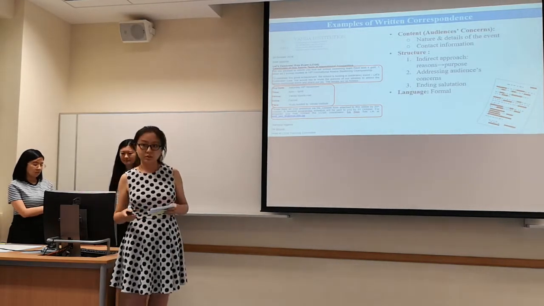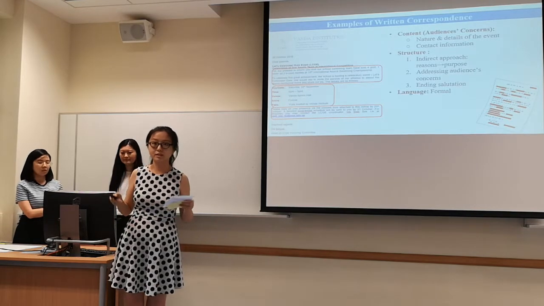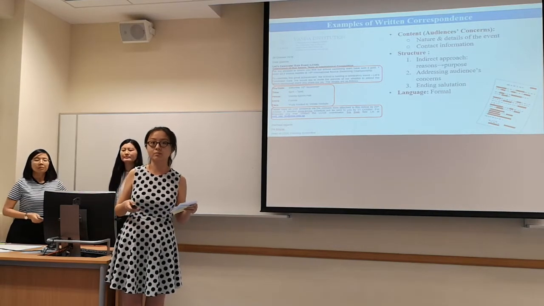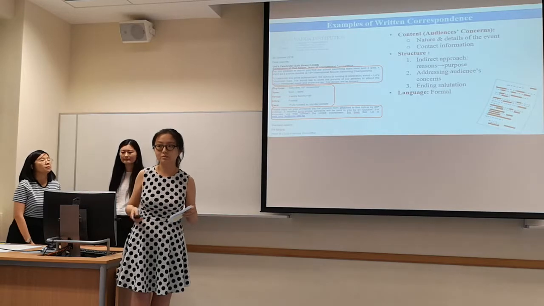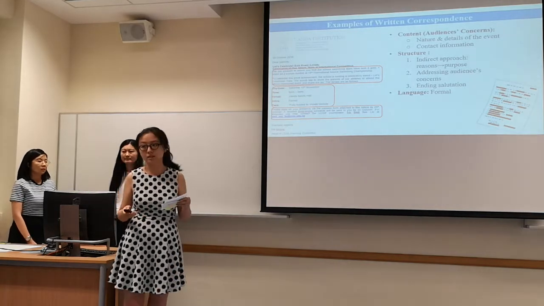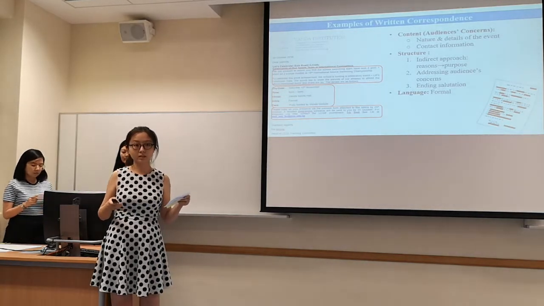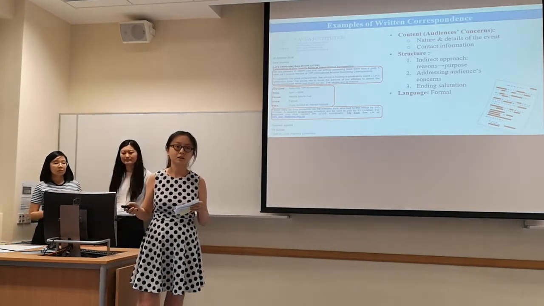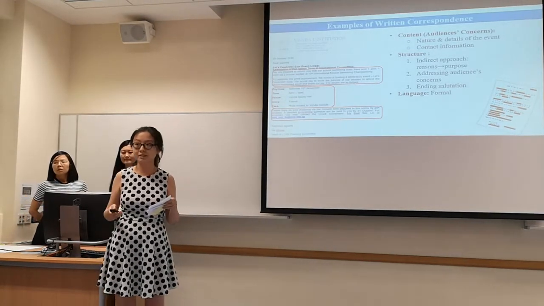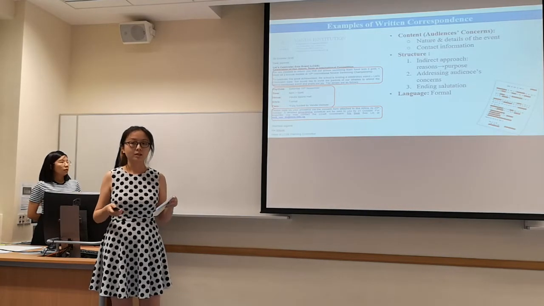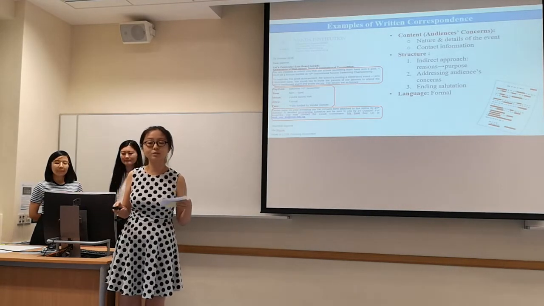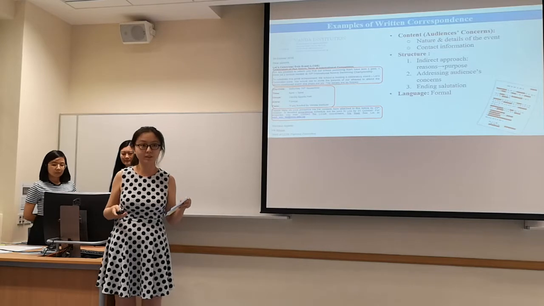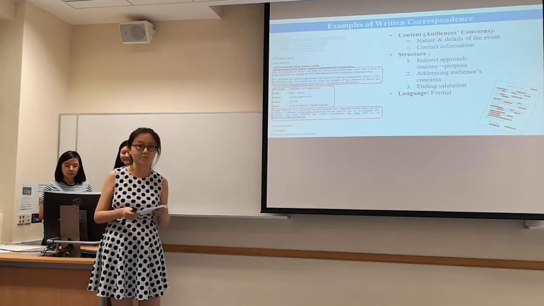The letter is constructed with an indirect approach. We state the reasons first, then we tell them our purpose. The reasons at the beginning of the letter also serve as a salutation. It opens with something like, "We are pleased to inform you that...", to build rapport with parents by telling them their children's achievements, to make parents feel that the school is genuinely happy and willing to share the joy with them.